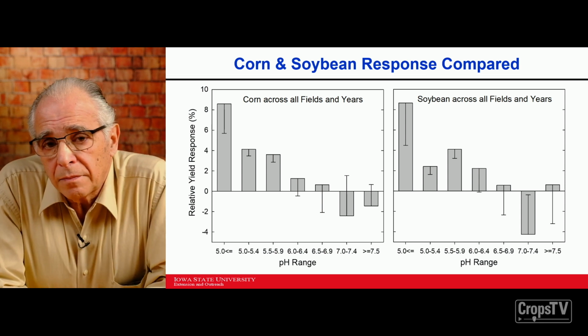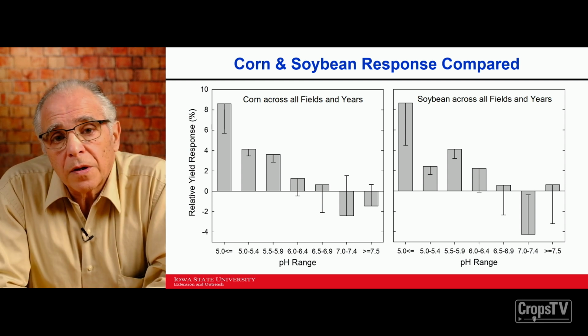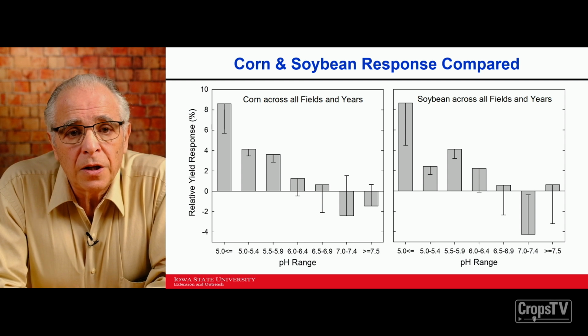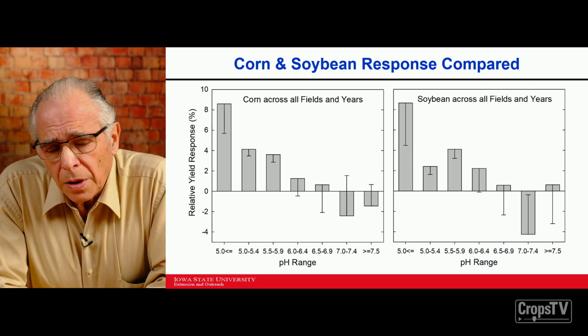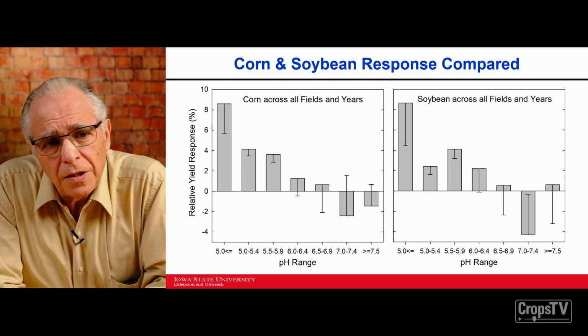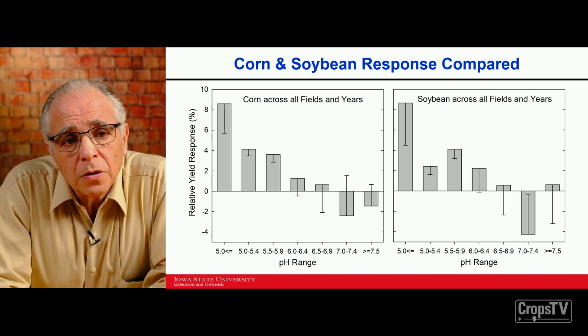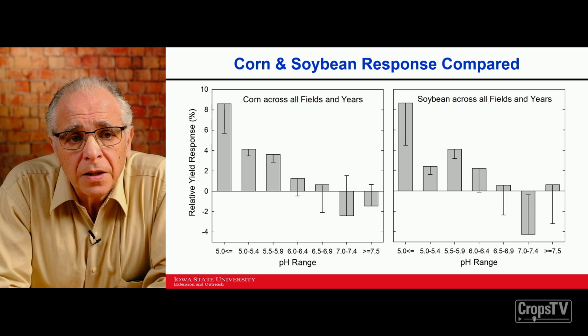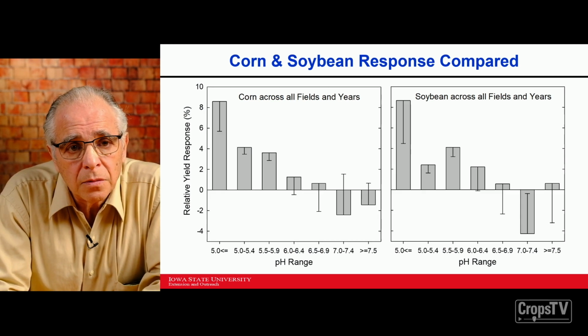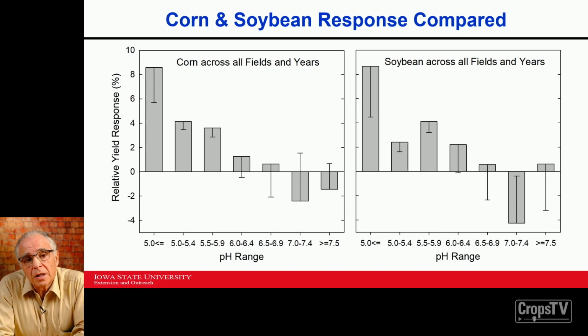Okay, this is an across-the-board summary of the yield results. Because the yield levels were different, of course, in different years and different sites, what this shows on the y-axis is the relative yield response percent. So those are not bushels. For example, 10 is a 10% response over the control that received no lime.